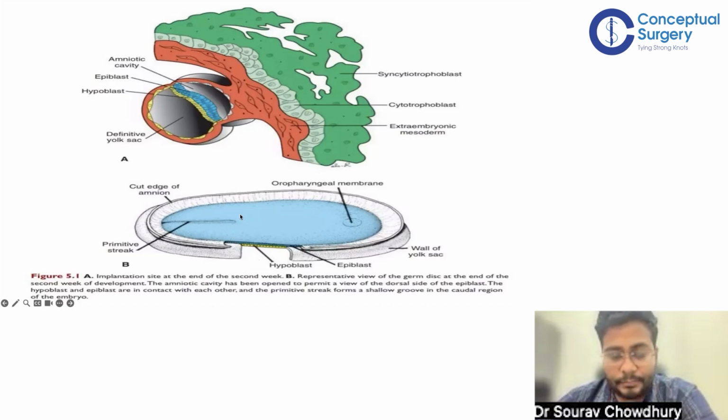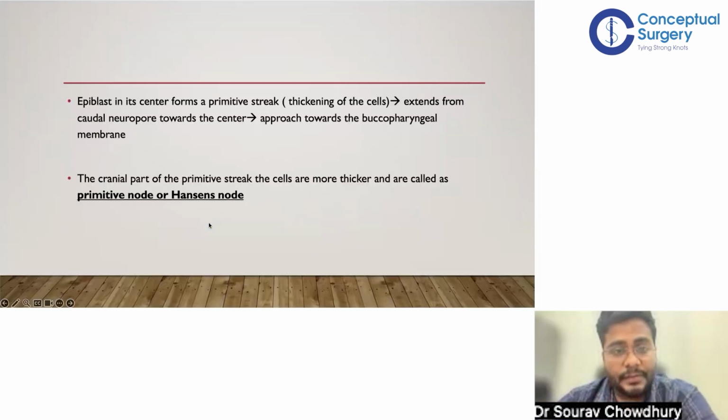What happens in the formation of three layers from two layers? These layers are very thin. Amidst this thin layer, a thickening happens from the caudal aspect, that is from the lower aspect, which elongates and goes towards the oropharyngeal membrane at the top. This elongation and thickening of the cells is called a primitive streak. The epiblast cells in the center form this thickening, and it extends from the caudal towards the cranial.